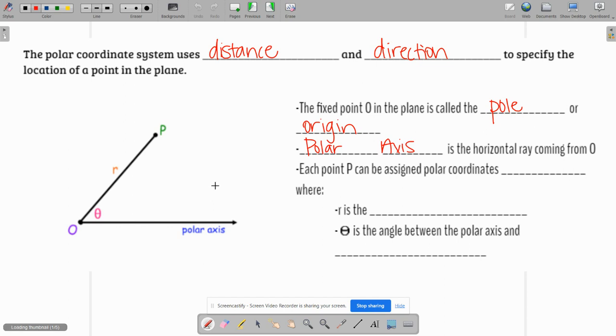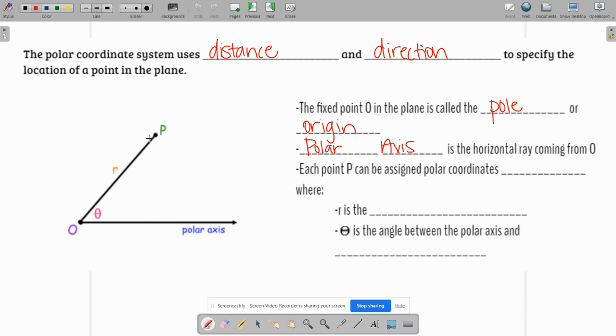And today we're going to talk about the polar coordinate system, which uses distance and direction to specify the location of a point in the plane. So let's talk about some vocab terms with this. So we have the fixed point here. This is kind of like the vertex of this particular angle. This is called the pole or the origin. And then we have the polar axis. And if we were to set the rectangular coordinate plane on top of this, the polar axis is kind of where that positive x-axis would be, but it's a horizontal ray. It's coming out from that pole.